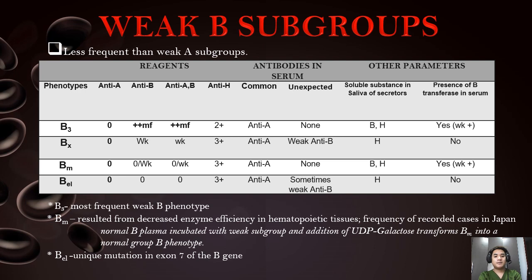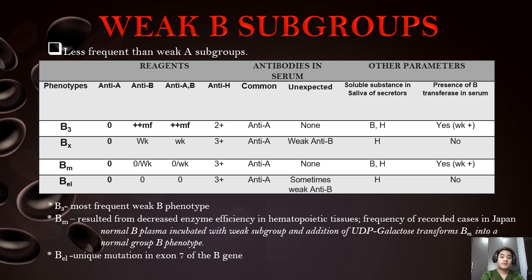Starting with B3. B3 red cell is the most frequent among your weak B phenotypes, and the same hallmark with your A3. It also is characterized by mixed field agglutination, but only for anti-B, of course, since it is a weak B subgroup, and anti-AB anti-sera. So it does not demonstrate an expected antibody in the serum sample.